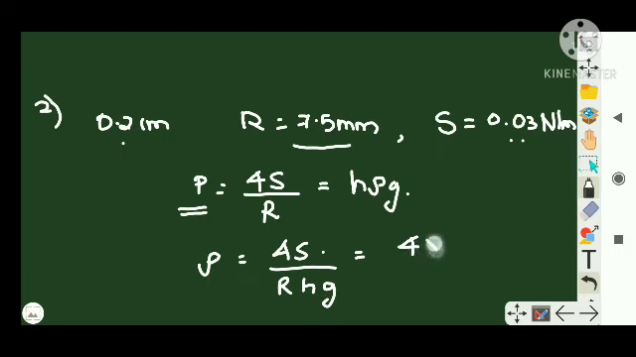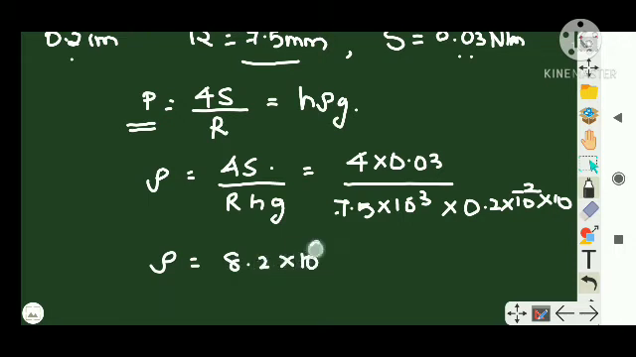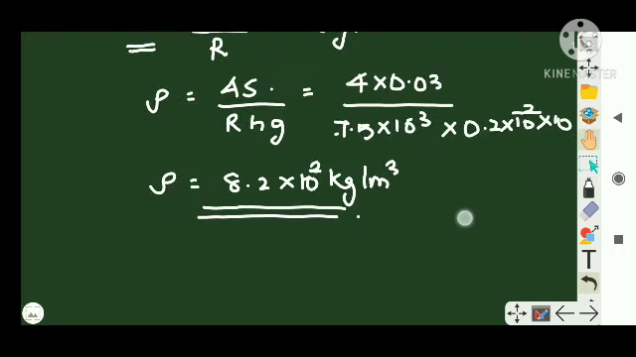Now what is the surface tension? It is 0.03, divided by how much is the radius given? 7.5 mm, so 7.5 into 10 to the power minus 3, into how much is the height of the column? It is 0.2 into 10 to the power minus 2, and g is 10, or you can take 9.8. You will find rho is equal to 8.2 into 10 to the power 2 kilogram per meter cube. Calculation, I recommend you guys to do it by yourself.